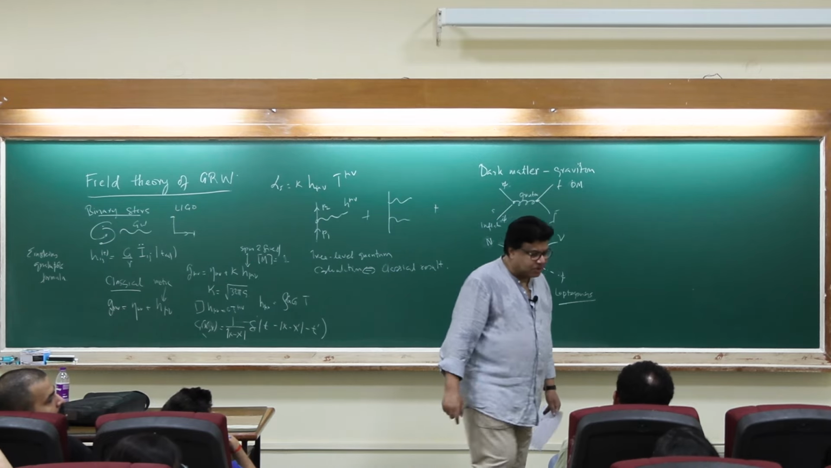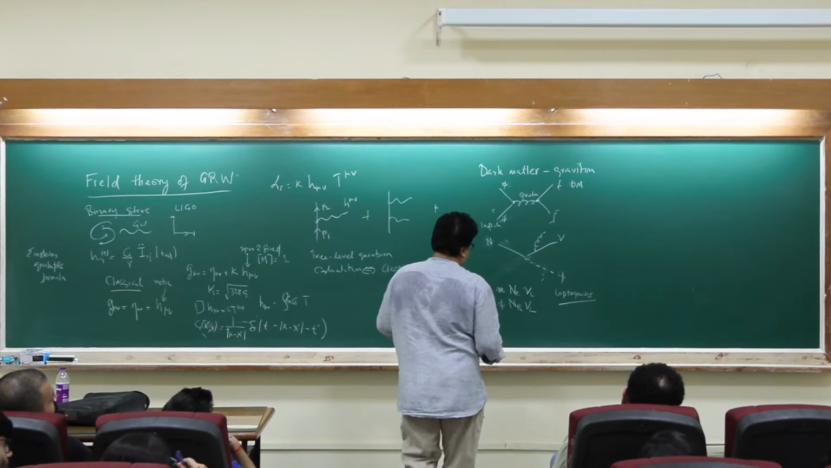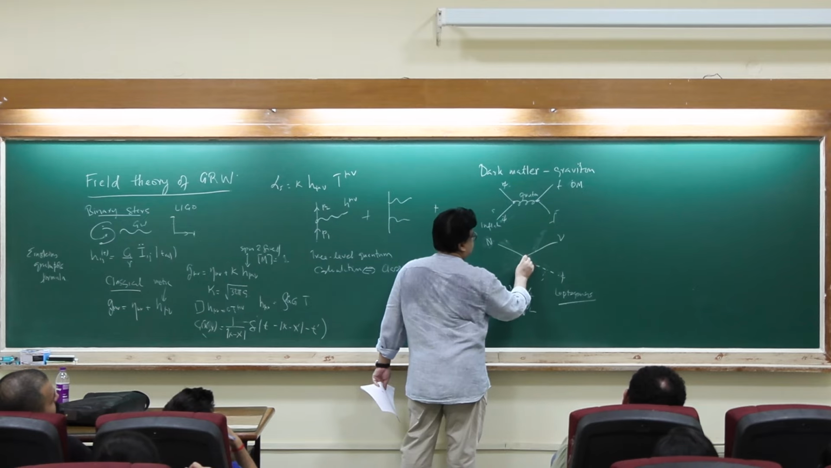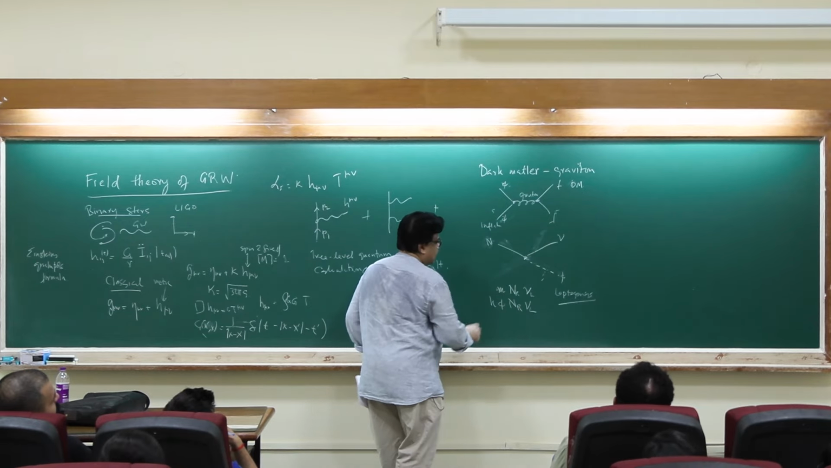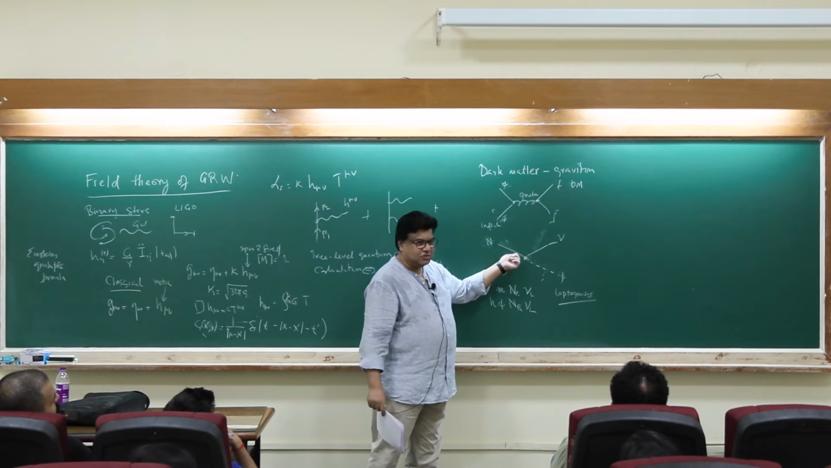I couldn't hear you. What is the mediator? For the second picture. Okay, good question. So here, the first diagram is just this vertex, this one. So you have a phi, you have a n, and you have a nu. So there is no mediator.